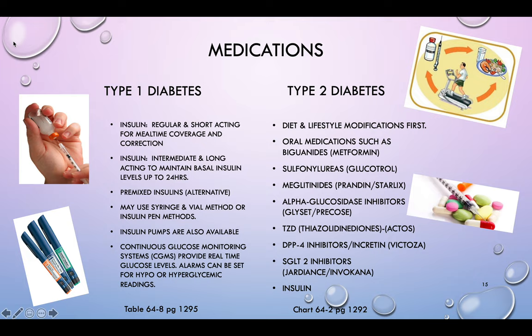There's the syringe and vial, as you already know, and insulin pens. Sometimes insulin pumps. Some people love those. Some people don't. The continuous glucose monitoring system provides real-time glucose levels. There's all different kinds of those now, too. Some of them even hook up to your phone so that your phone can tell you when your blood sugar's getting low. Now, that's great for people who no longer are aware. Type 1 people run a terrible risk of hypoglycemia unawareness.